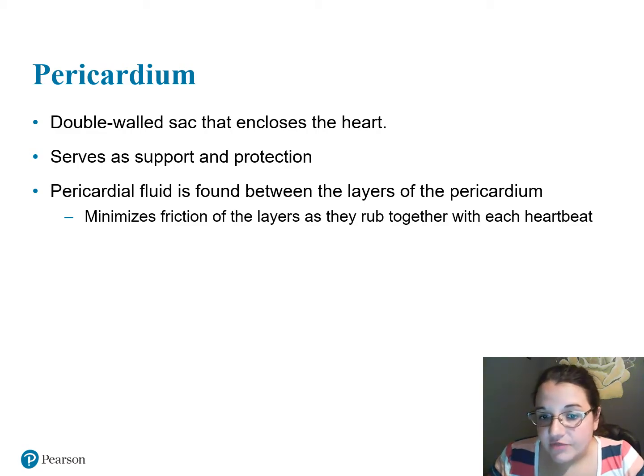This minimizes friction of the layers as they rub together with each heartbeat. So think about it, for example, if your legs rub together, you can wind up with a rash, right? Same thing with our heart. We don't want the walls to rub together and cause any kind of irritation. So it is lubricated with the pericardial fluid, which is found in the pericardium. The pericardium is a double-walled sac which encloses the heart.